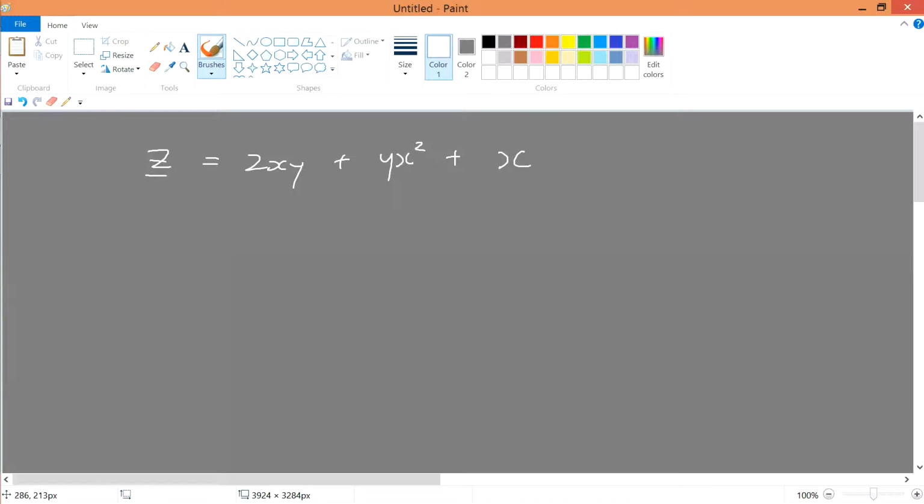If I were to ask you to differentiate this function, I believe you will do partial z partial x, plus partial z partial y.